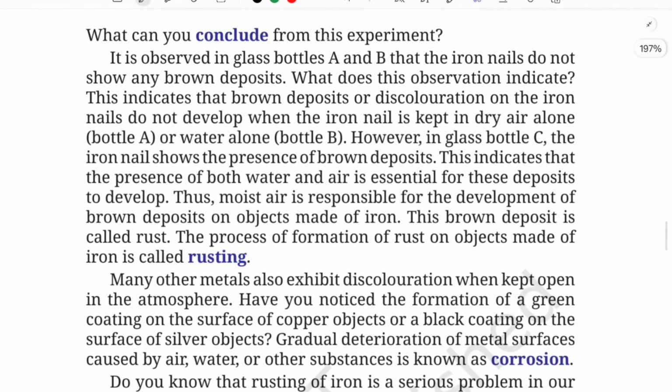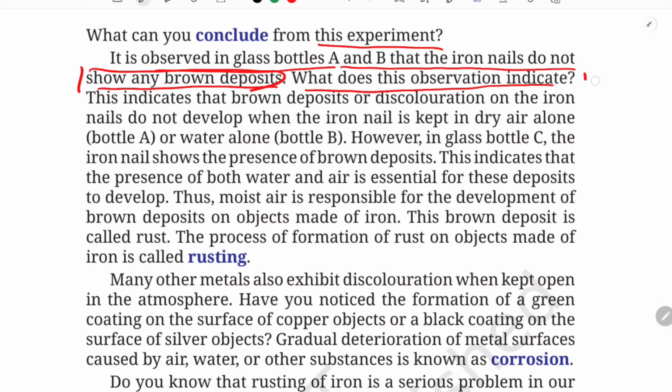Okay, so what can you conclude from this experiment? It is observed in glass bottles A and B that iron nails do not show any brown deposit. So this is our observation, yes or no? So what does this observation indicate? So what does it indicate?